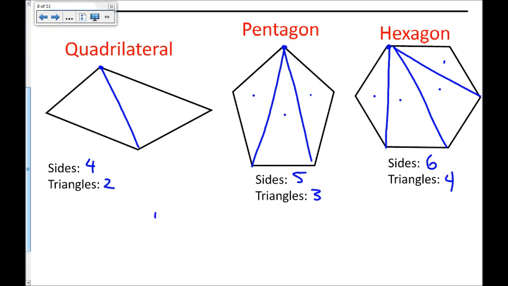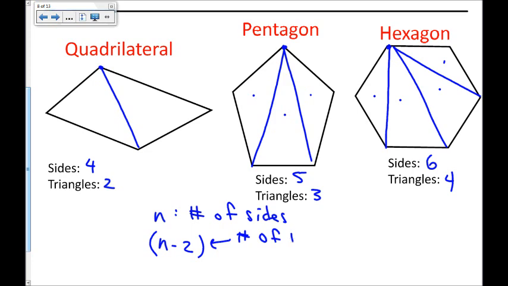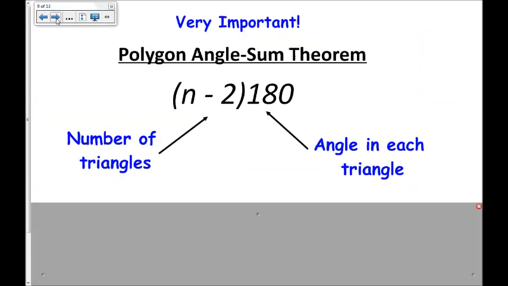So if I let n be the number of sides, the number of triangles will be n minus 2. If I take 6 sides for a hexagon, 6 minus 2 is 4. So this is the number of triangles. And that leads us into the formula for the sum of the interior angles of a polygon. Make sure you have this in your notes because it's really important.